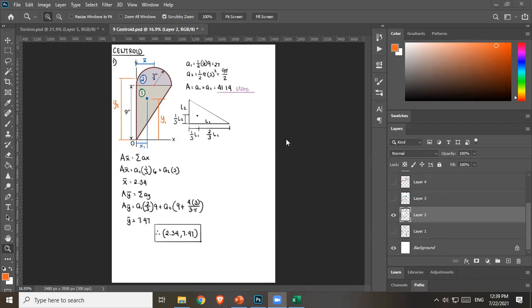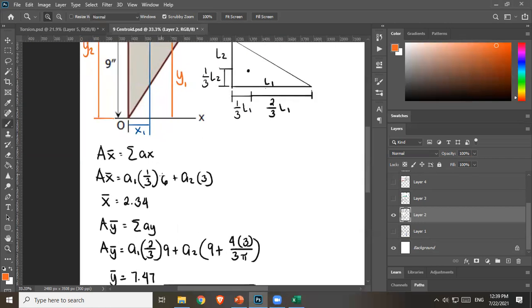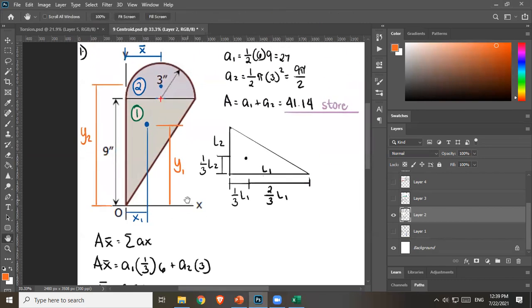Saan nanggaling yung 6 sa A6? Here? Okay. This one, right? So A1, again, A1 is your right triangle. So this is your Y1 or X. Okay, so this is your A1 again.